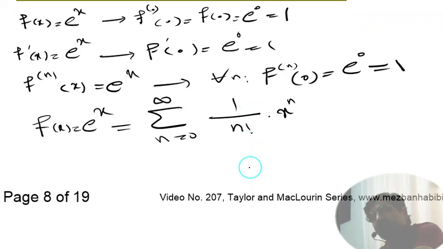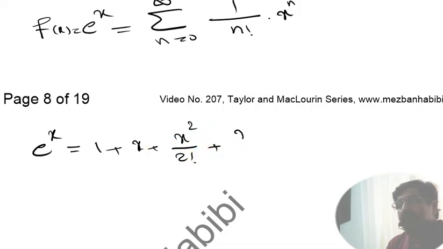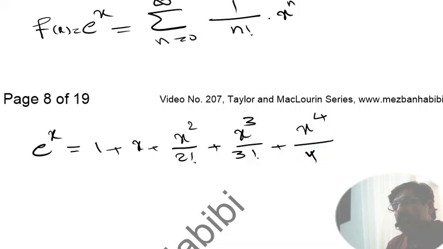We can write this as e to the power of x equals 1 plus x, because x to the power of 0 is 1 and 0 factorial is 1, plus x squared over 2 factorial, plus x cubed over 3 factorial, plus x to the power of 4 over 4 factorial, and so on.